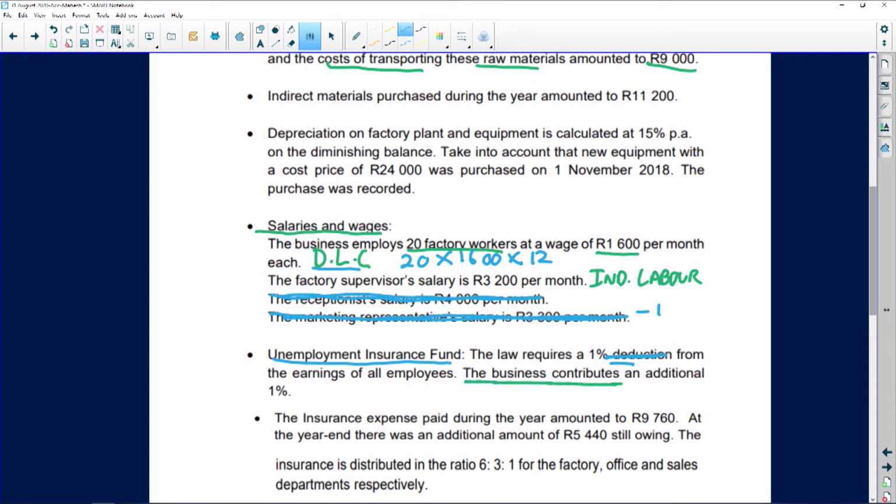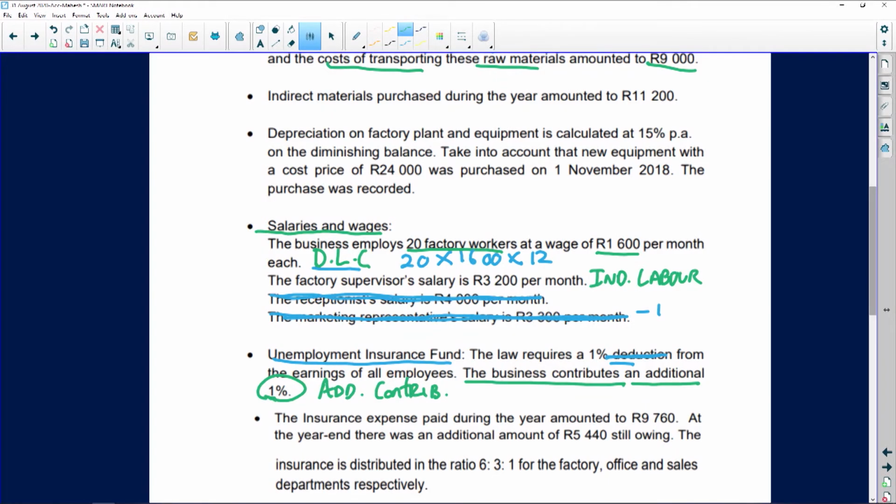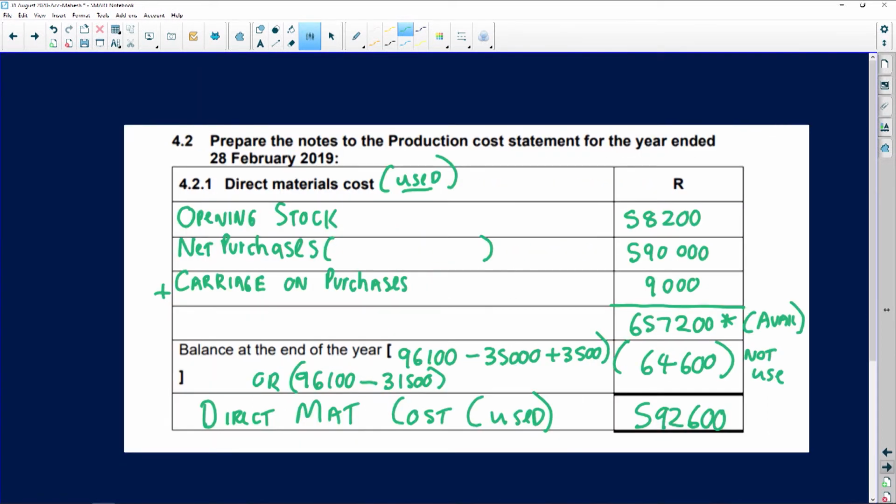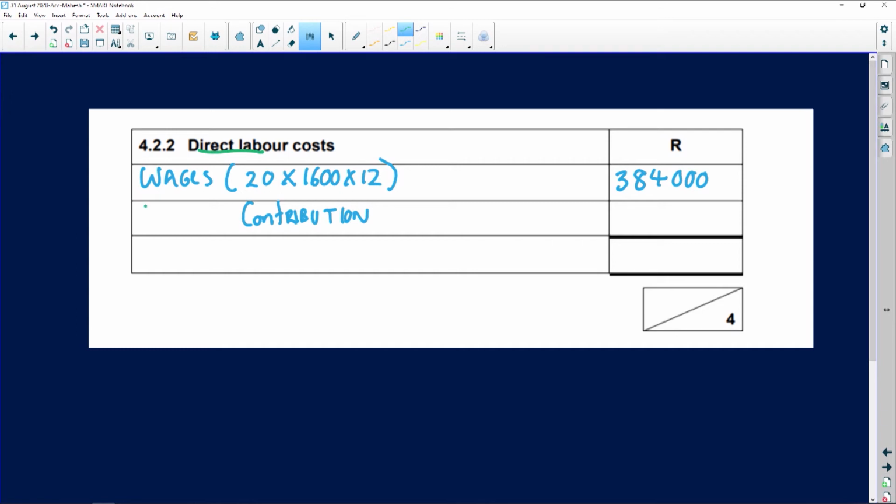The business contributes an additional 1%. That is my additional contribution, which is an additional expense for the business. Remember guys, it's 1% of the wage. Very simple for me to do the calculation. So it's the UIF contribution at 1%. I'm going to take the yearly wages, 384,000 times 1%, and that should give me an amount of 3,840. No need for a calculator, that should be straightforward.